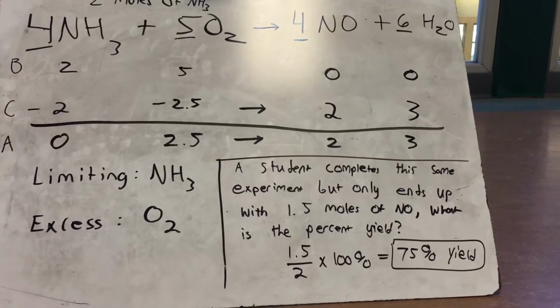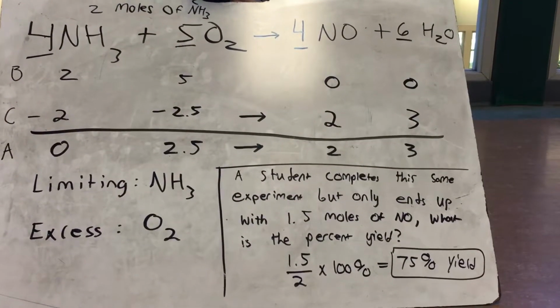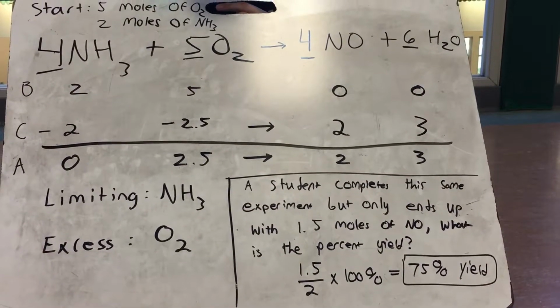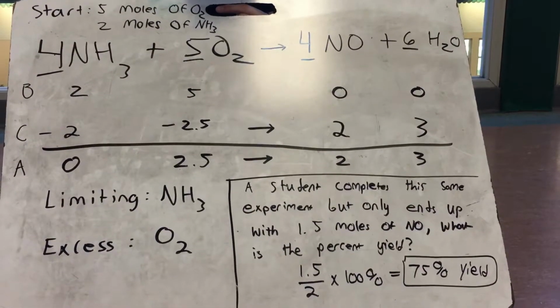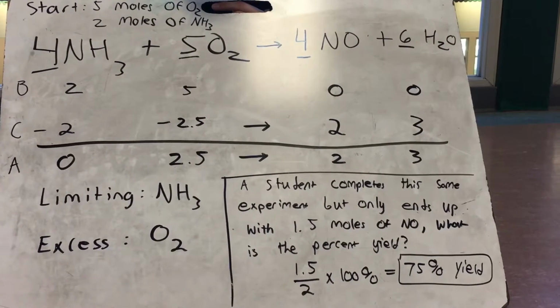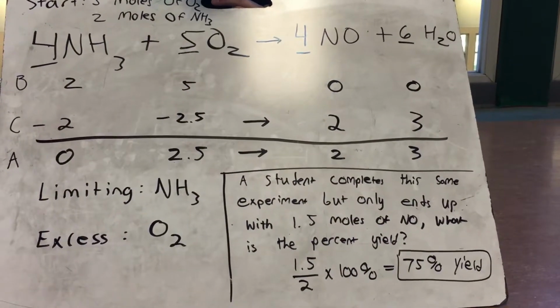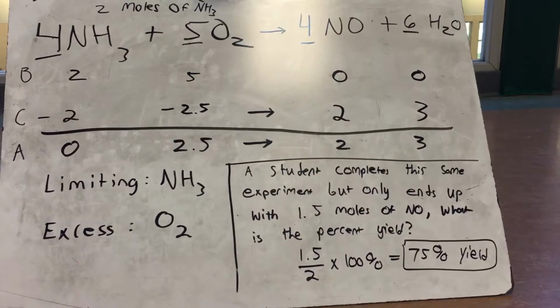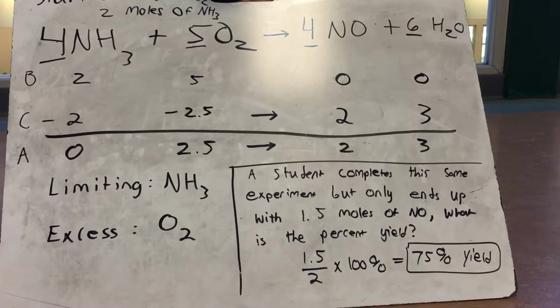Now for theoretical and percent yield, we know that the theoretical yield in this equation will be 2 moles of NO, if we're using NO as the molecule that we want to discuss, because that's how much we have calculated if it was in a perfect situation.